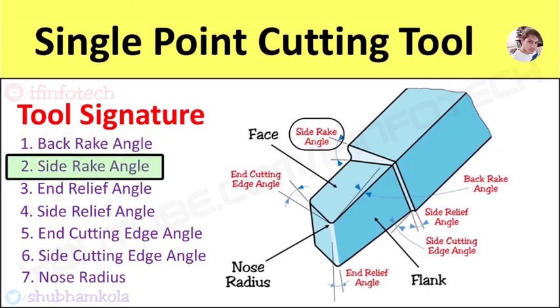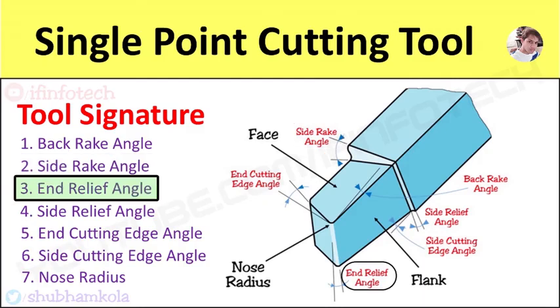Next is side rake angle. It is the angle between surface of flank immediately below point and line down from point perpendicular to base. Side rake angle is the angle by which face of tool is inclined sideways. It determines thickness of tool behind cutting edge. It is provided on tool to provide clearance between workpiece and tool to prevent rubbing of workpiece.